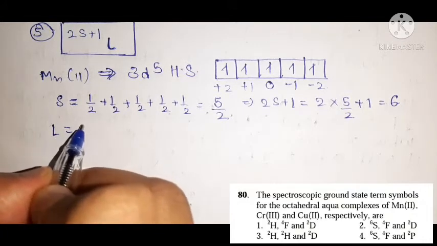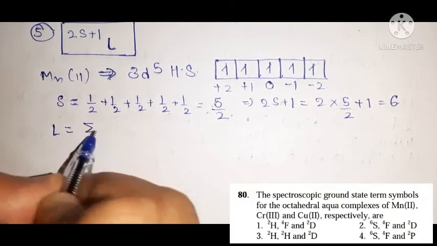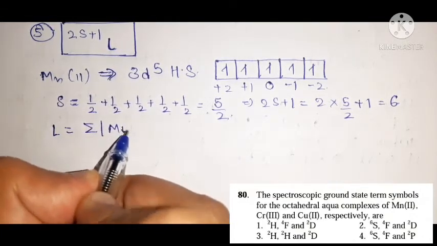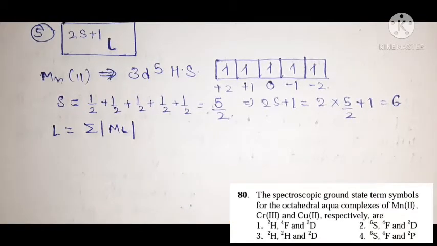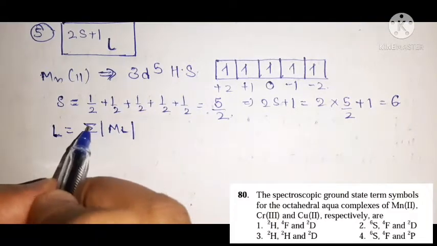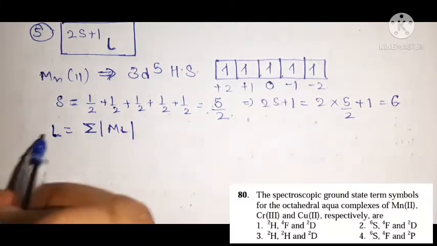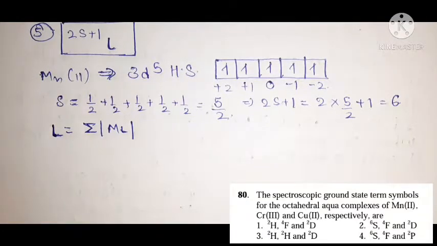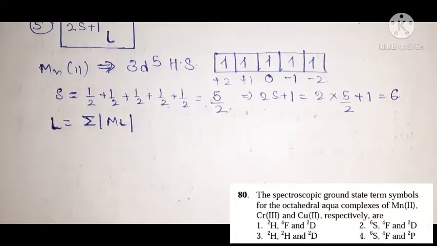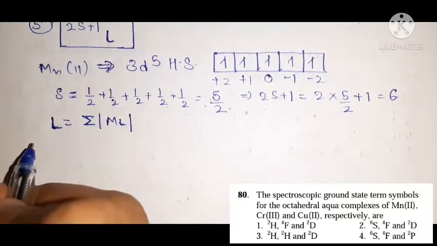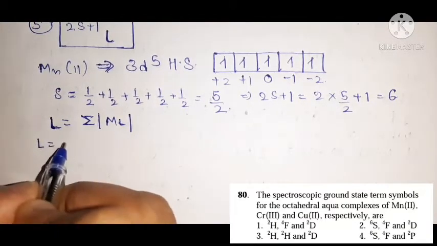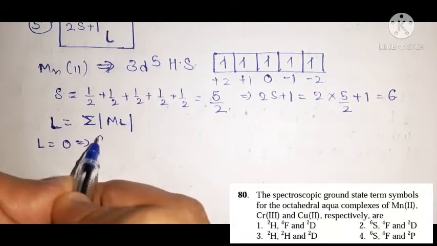So L is nothing but a summation of all azimuthal quantum numbers of the electrons. When you sum all the azimuthal quantum numbers of the electrons, then you will get the value of L. Okay, but here the terms associated with the value of L, see, when the value of L is 0, that means it is related to your S term.